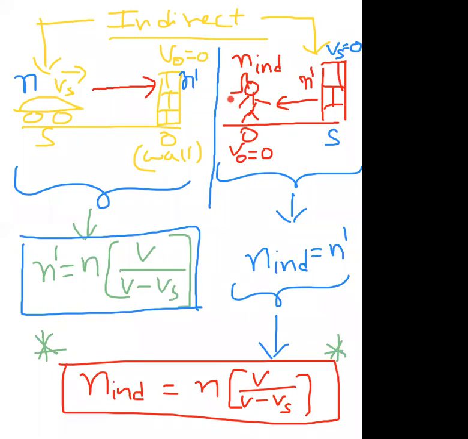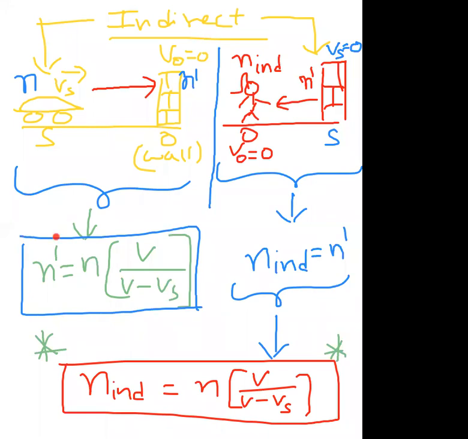In the second situation, the wall itself is taken as the source. Now the wall is considered as the source, and the observer is the person. In this situation, the wall frequency is n dash, so the source frequency is n dash, and the listening frequency of the observer is n indirect. So from that information, what is the relation between n dash and n indirect?